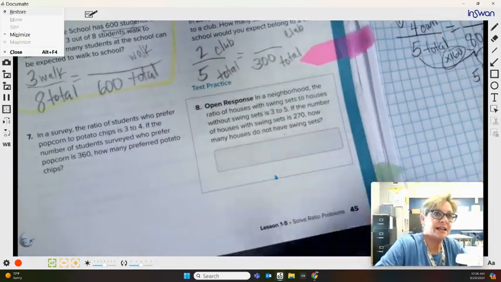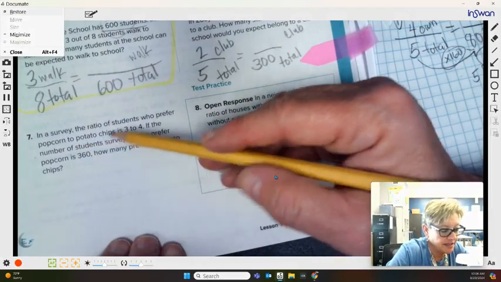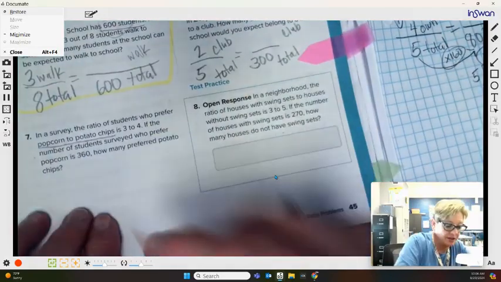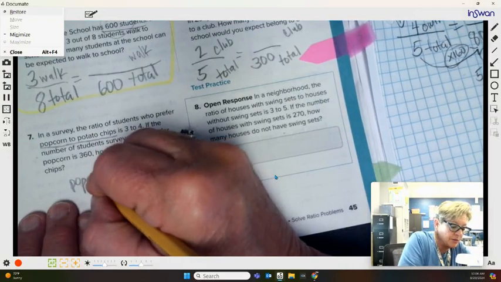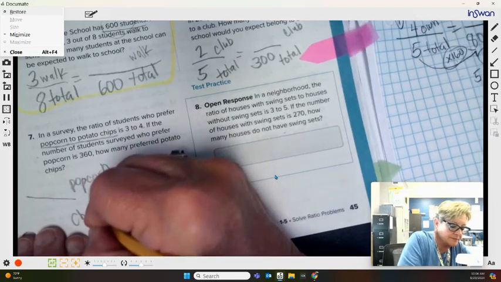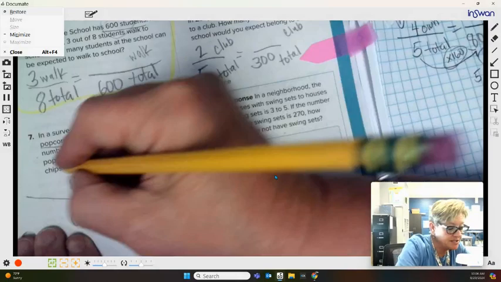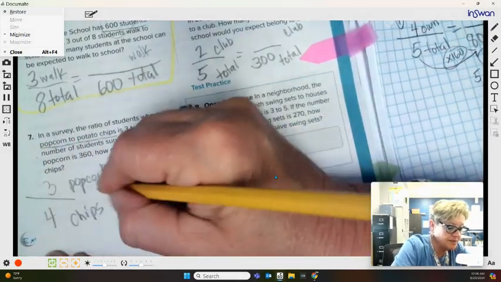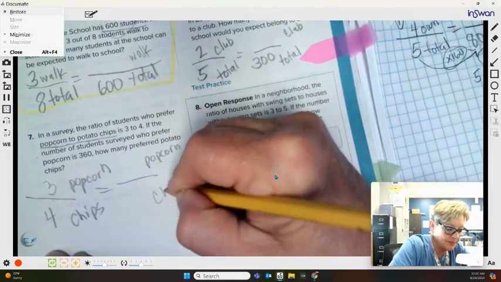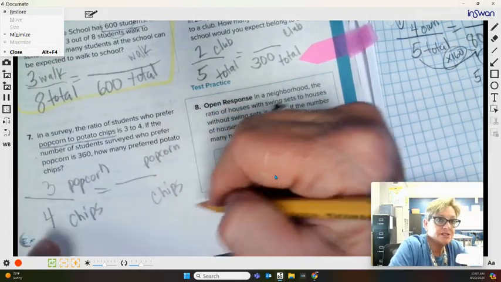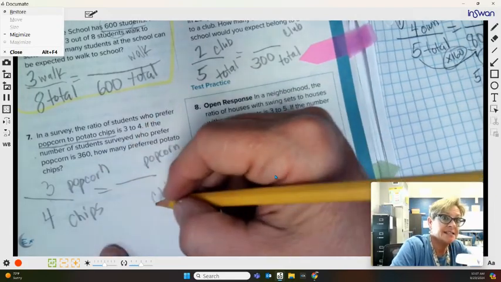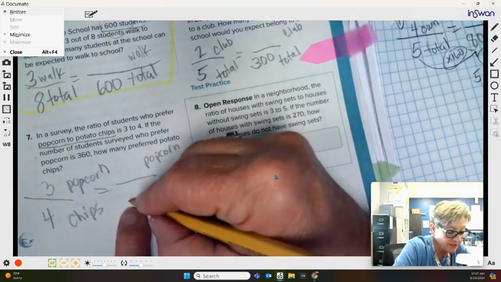All right, this one says, in a survey, the ratio of students who prefer popcorn to potato chips, there's your ratio relationship right there. Popcorn, that's what we're comparing, to chips. The popcorn to chips is 3 popcorn for every 4 chips. So when we set it up, popcorn to chips, notice popcorn to popcorn, chips to chips. If the number of students who surveyed prefer popcorn is 360, how many preferred chips? So we're trying to find this.